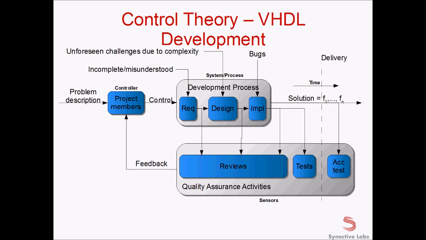Now remember, the best feedback we get is from the output of the process. So the output in this case is VHDL code. So the best feedback we get is from code review and from testing that code.